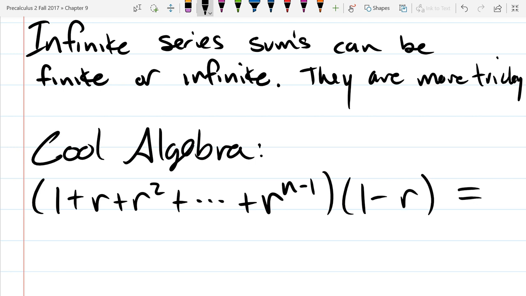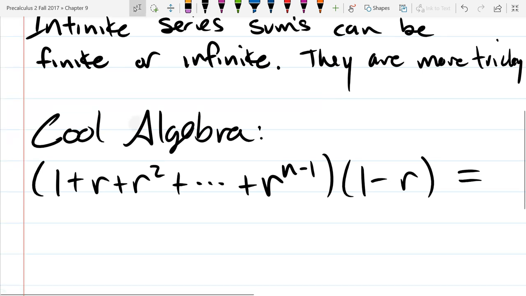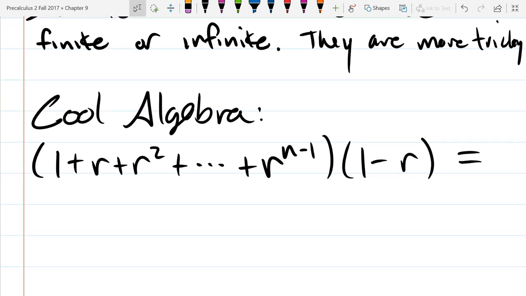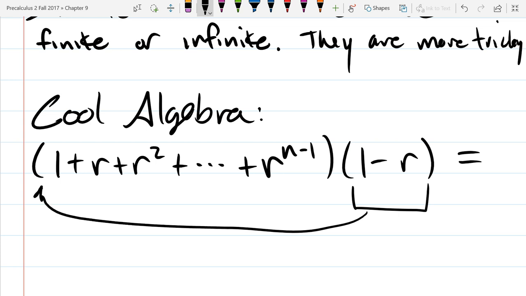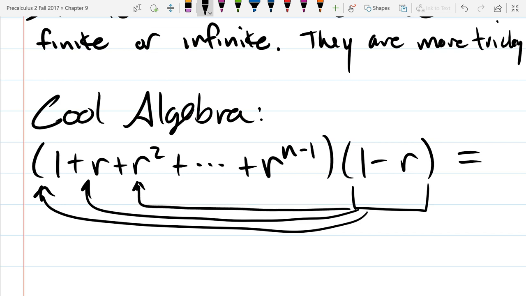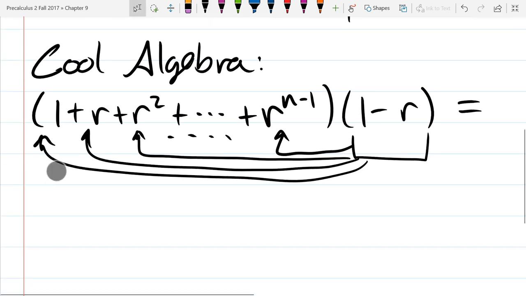All right, I want you to multiply these terms together. You're basically FOILing. The best way to do it is take this term, multiply it to the 1, then take the term and multiply it to r, take that same term to r squared, then write dot, dot, dot, and then multiply it by the last term right there. So I'll do the first term.